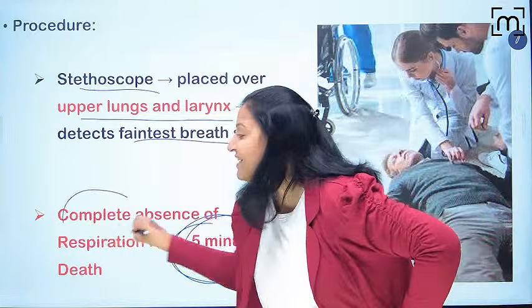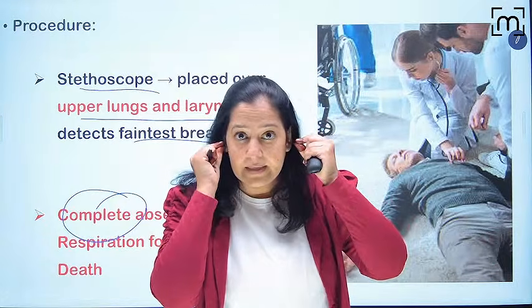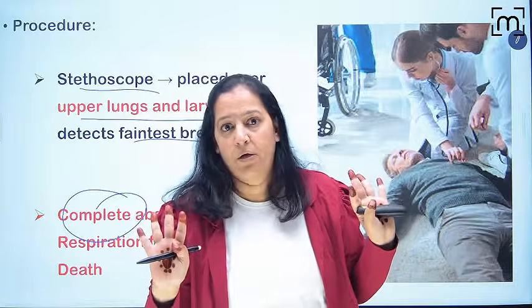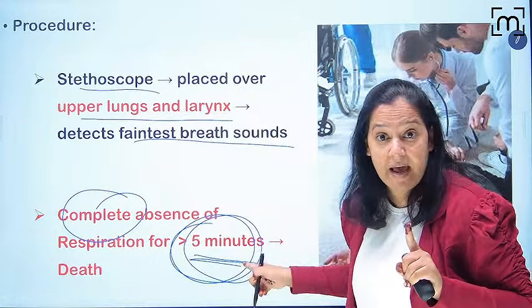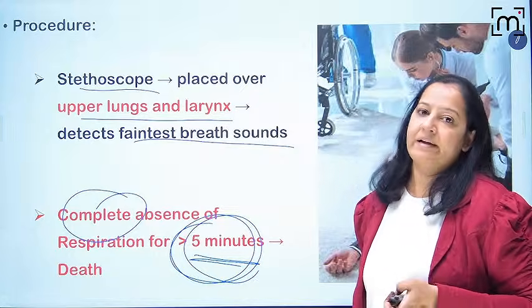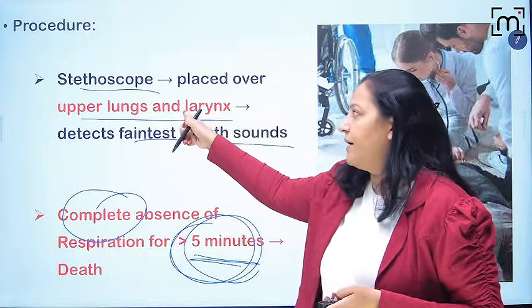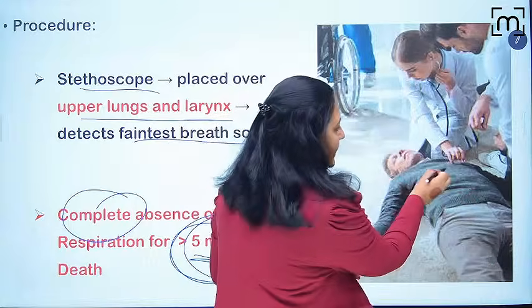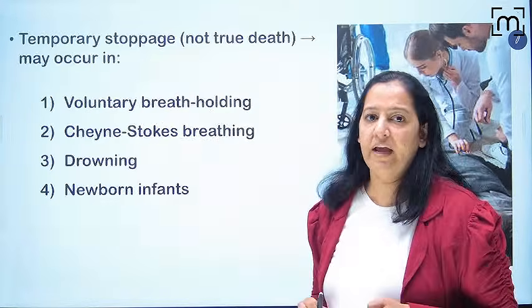So mind the word complete. You should be able to hear it clearly in your ears. There should be not even a faint sound. So learn, complete absence of respiration for more than 5 minutes. It's an MCQ. For more than 5 minutes, it can be declared death. And it should be heard on the upper lungs and larynx. Here are the upper lungs, and it should be heard on the larynx. Upper lungs and larynx.